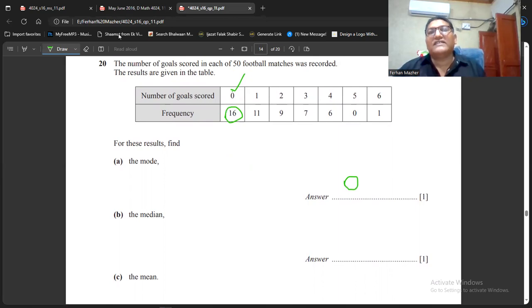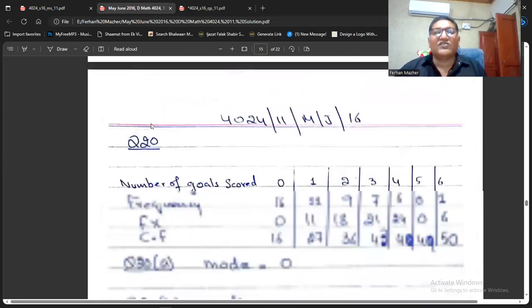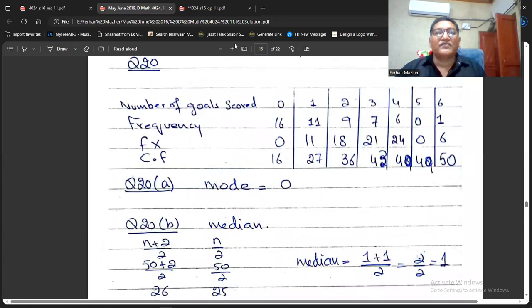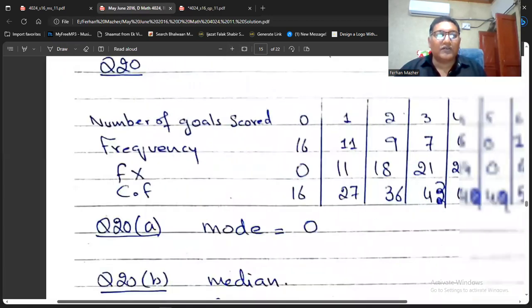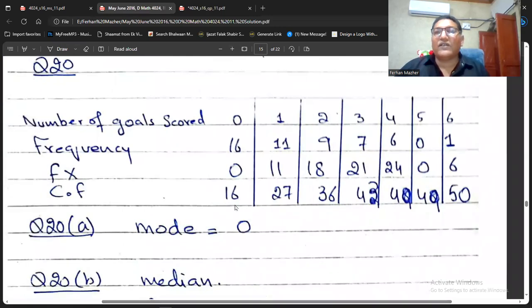So for cumulative frequency, we add up the frequencies. Let me show you. The first frequency will come as it is. Then I will add the next one. So 16 plus 11, that's 27. 27 plus 9, that will be 36. 36 plus 7, that's 43. 43 plus 6, that's 49. 49 plus 0, that will be 49. 49 plus 1, that will be 50.